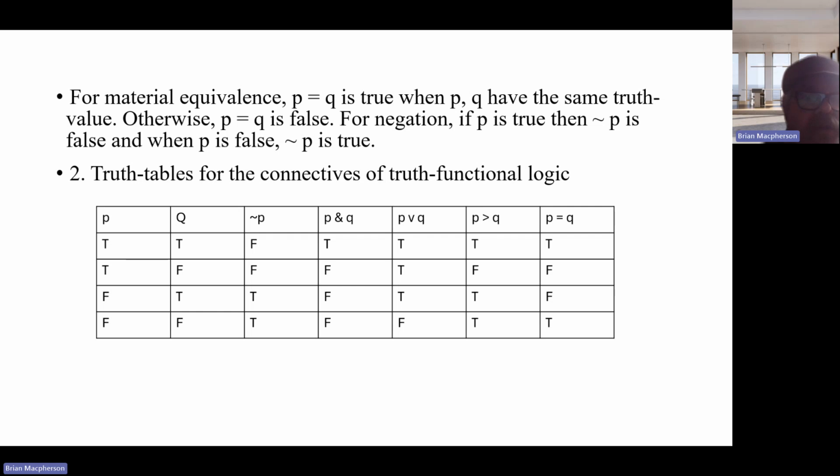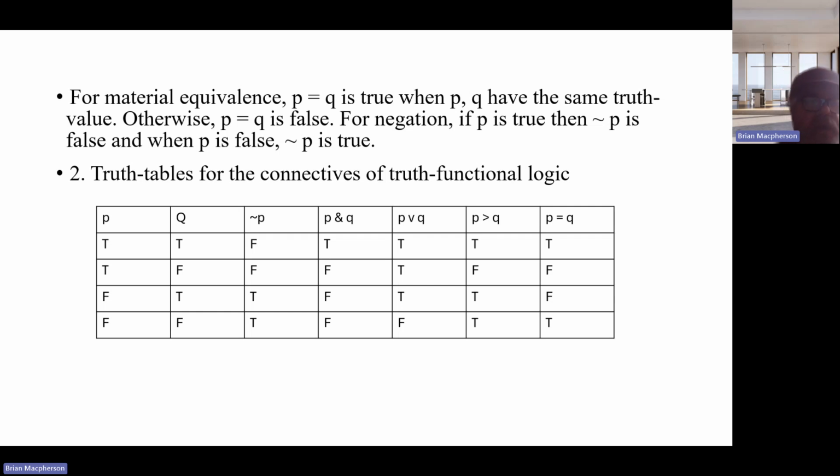So for example, if P and Q are both true, then that's going to make not P false, right? If P is true, then not P will be the opposite, false. If P and Q are both true, that will make P and Q true, because P and Q implies that both must be true. If P and Q are both true, P or Q is true because the or in propositional logic is inclusive. If P is true and Q is true, then clearly if P then Q is true. And if P and Q are both true, then clearly P is equivalent to Q will also be true.